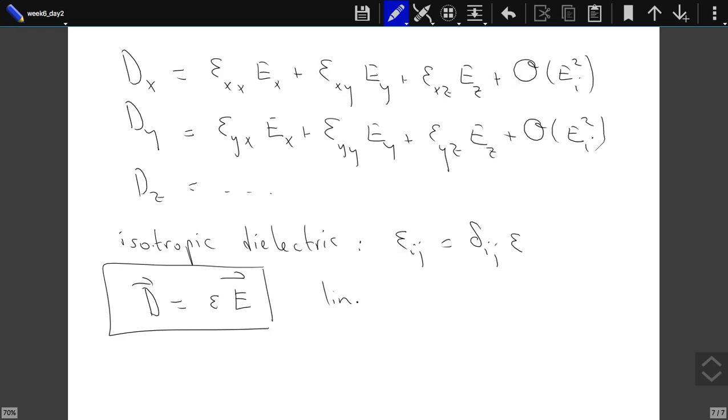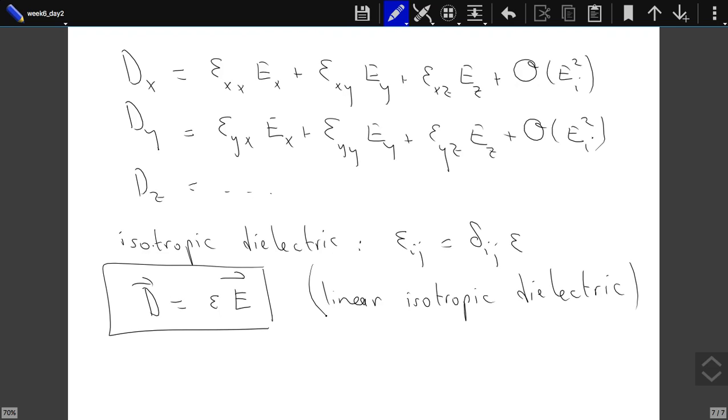Of course, this is in a linear isotropic dielectric. Linear because we are ignoring the squares and the cube terms. Isotropic because it's the same in every direction. Now we are in research, especially if you are interested in optics, you have probably heard of the nonlinear optical materials.